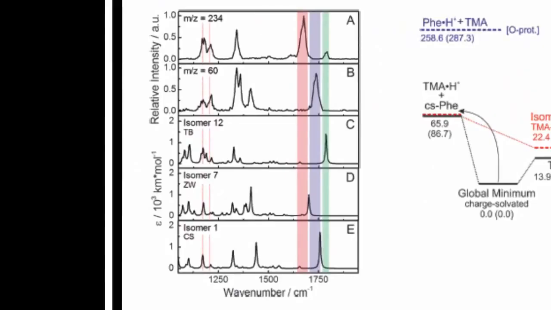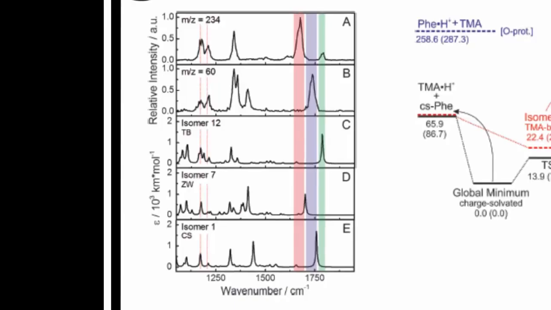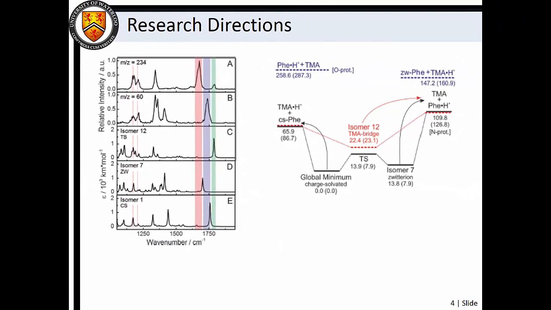Since there is only one carbonyl group in the cluster, the three observed carbonyl bands must correspond to at least three different cluster structures. By comparing experimental results with quantum chemical calculations, we see that canonical charged solvated structures produce protonated TMA when they fragment. The zwitterionic and TMA bridged species dissociate to produce the protonated amino acid.